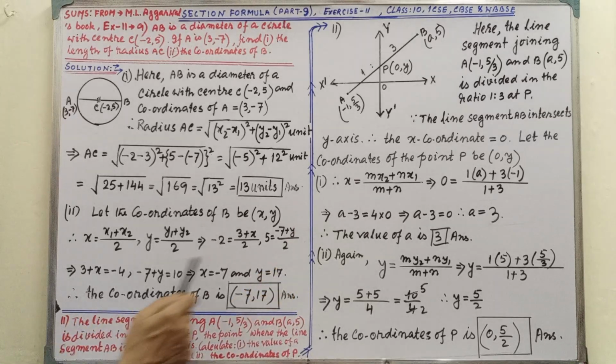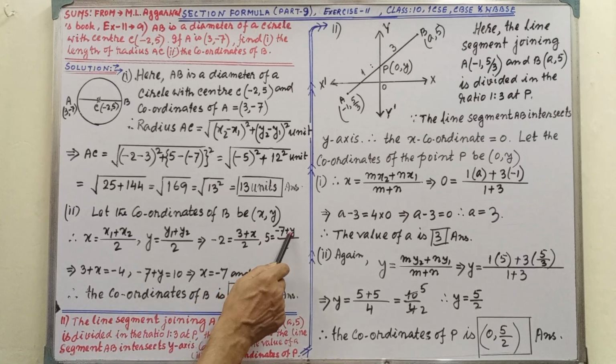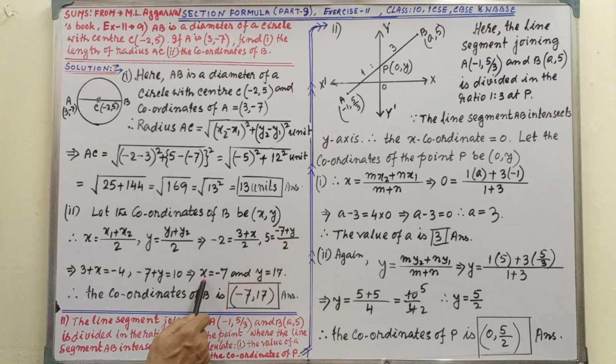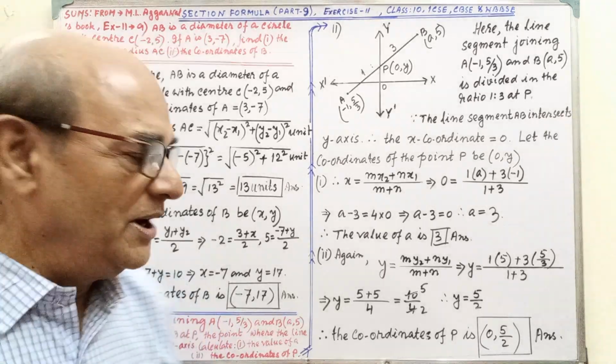Then by cross multiplication we are getting 3 plus x equal to minus 4 and minus 7 plus y equal to 10. By transposition x equal to minus 7 and y equal to 17. Therefore the coordinates of B is minus 7, 17. This is the answer. If you follow the steps and if you remember the formula, easily you will understand.